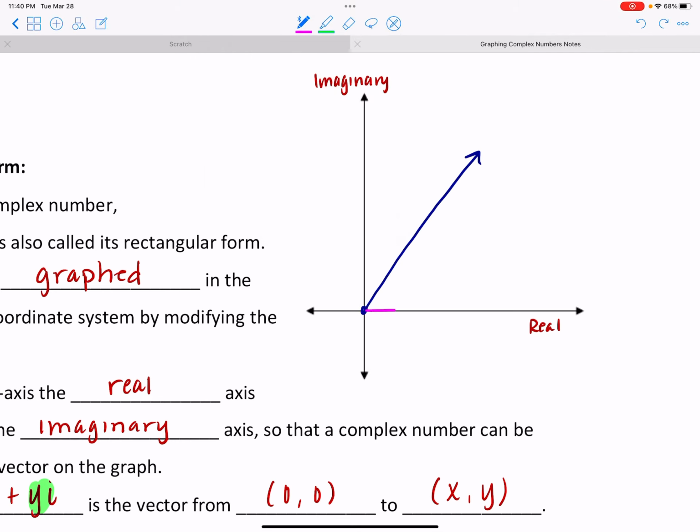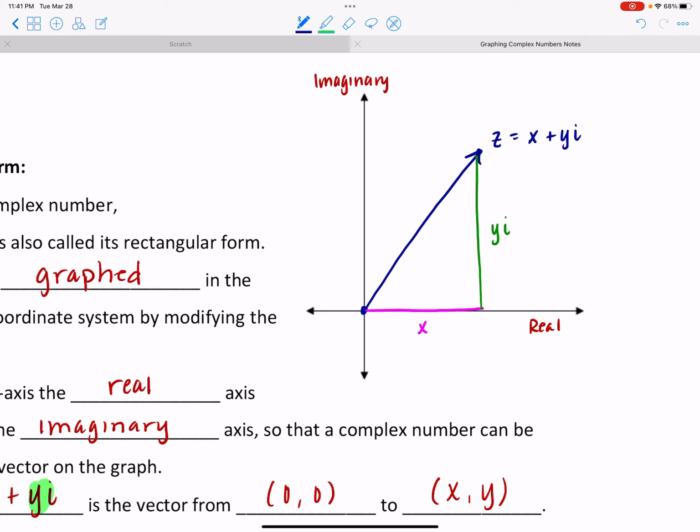The distance along the horizontal axis is going to be the real number part of the complex number, and then we're going to go some vertical distance, which is the imaginary part of that complex number. The point where we land, we're going to call z. So z, used for our complex numbers, is again going to have an x plus yi form.